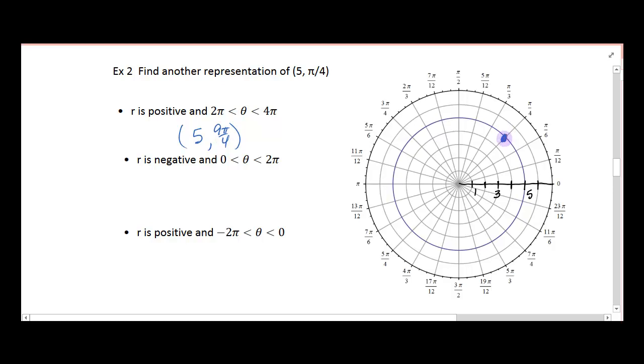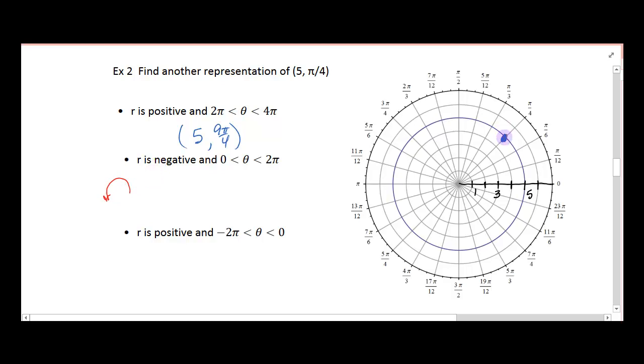Now let's look at the next representation we're being asked to find. This time I want r to be negative, and I want theta to be between 0 and 2 pi. Okay, so if r is negative, remember that when r is negative, I first rotate theta and then shoot in the opposite direction of where I landed. So I'm first going to rotate theta and then move in the opposite direction to get a negative r.